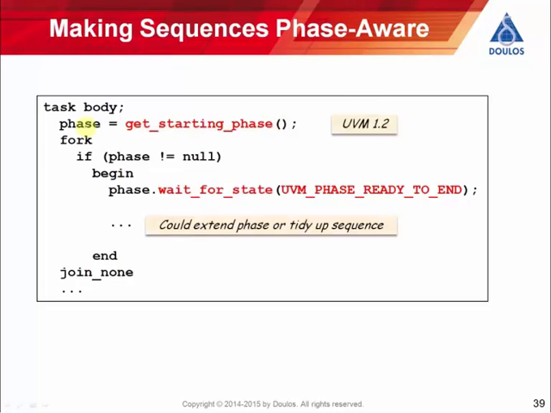And what we can now do is to say, if starting phase is set, call phase.waitForState. This is the equivalent for phase ready to end when you happen to be in a sequence rather than a component. So now this is a blocking method that's going to wait until the phase in which this sequence is running is ready to end. And then at that point, when the sequence detects that we've reached the end of the phase, we could choose to extend the phase. You can debate whether or not that's good practice, or we could tidy up the sequence and do any housekeeping that's necessary to tidy up the sequence as we jump out of the phase.